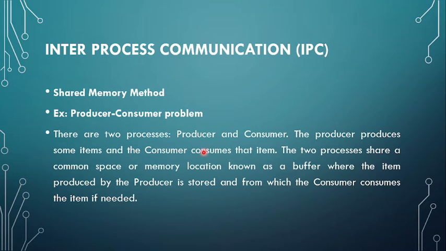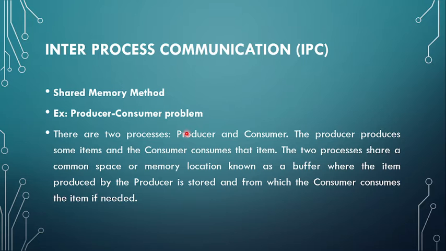One example for the shared memory method is the producer consumer problem. There are two processes, one is the producer and another one is the consumer. The producer produces some items and the consumer consumes those items. The two processes share a common space or memory location known as a buffer. This is a shared memory location, a temporary storage area, where the item produced by the producer is stored and from which the consumer consumes the item if needed.